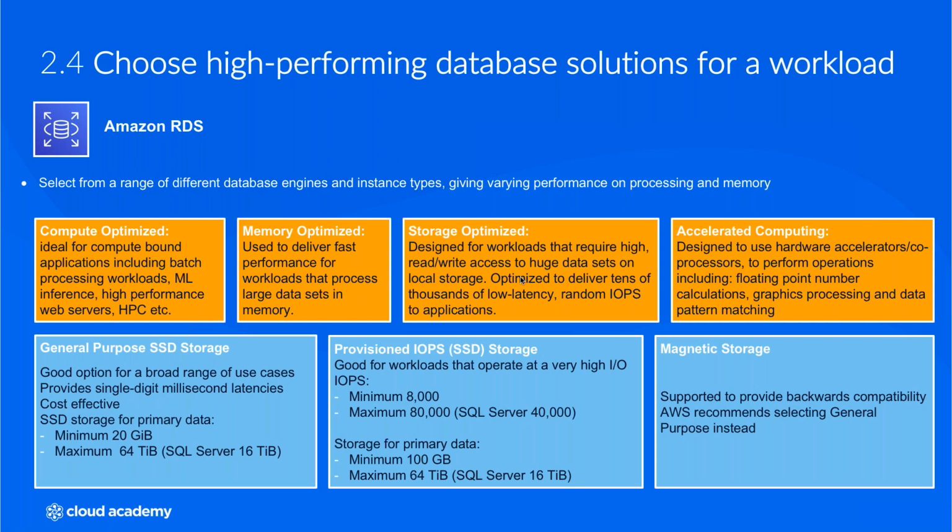In addition to the different instance types that are available, RDS also has multiple storage options, again, each offering different levels of performance. Generally, you'd select between general purpose SSD and provisioned IOPS. If your workload has a requirement for very high IO, then you'd be best to select provisioned IOPS to reduce latency and increase throughput. Magnetic storage is only there for backwards compatibility now, really.